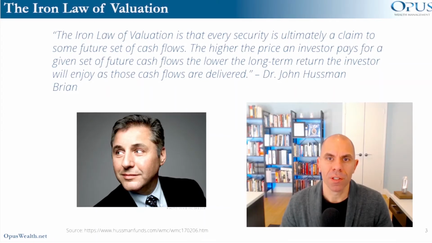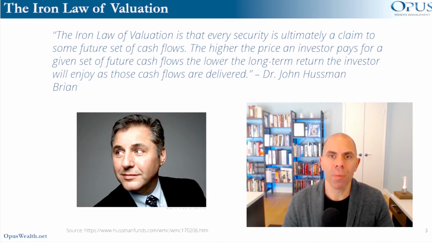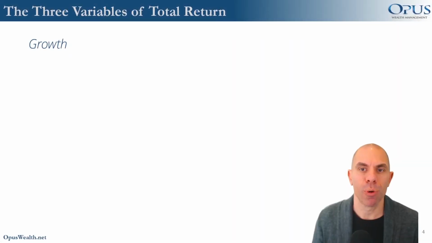The Iron Law of Valuation is simply this: for a given set of cash flows, the more you pay, the less return you get. So if you think of an investment as just a box that's kicking off, say, $10 of cash to you every year, the more you pay for that very same box, the less return you'll get, and vice versa. Hopefully that's pretty intuitive. Now let's break down your total return into three independent variables.